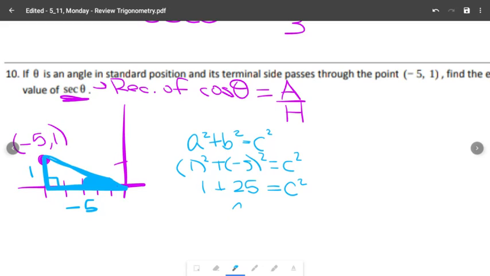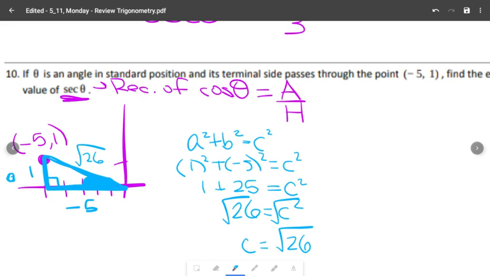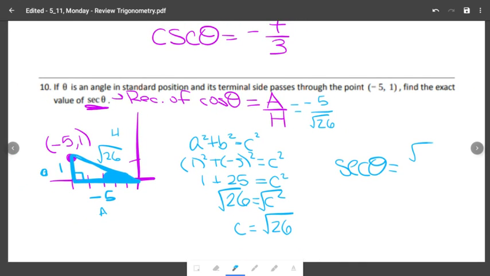So it's 1 plus 25, which is 26. Take the square root. So our hypotenuse is the square root of 26. Your opposite side is the 1. Adjacent side is the -5. And again, hypotenuse is the radical 26. So cosine is -5 over the square root of 26, which means secant is the square root of 26 over -5.